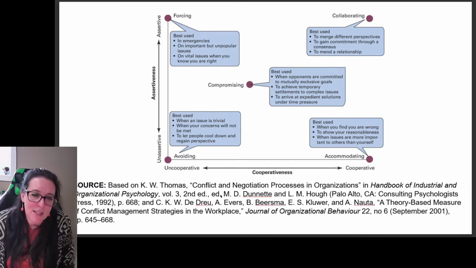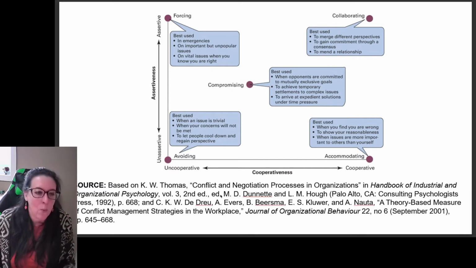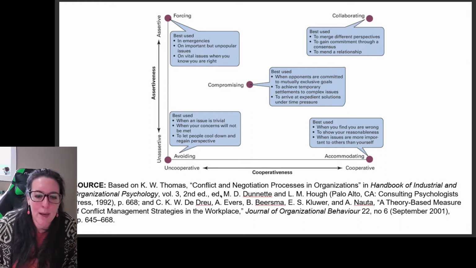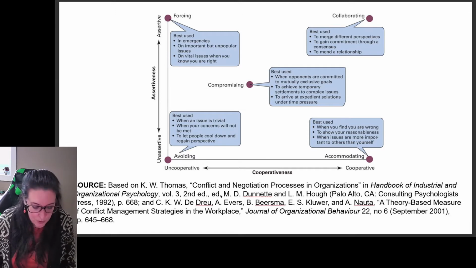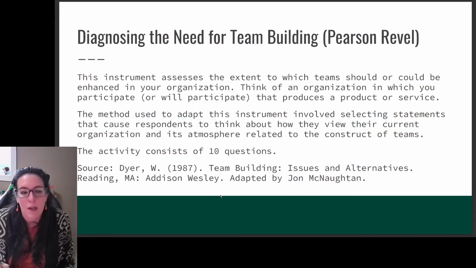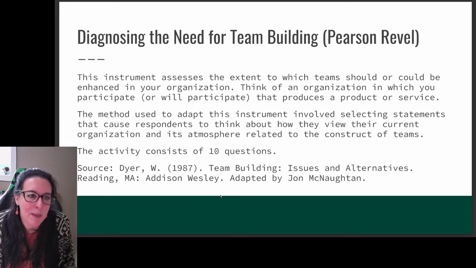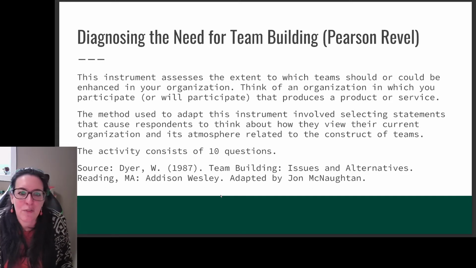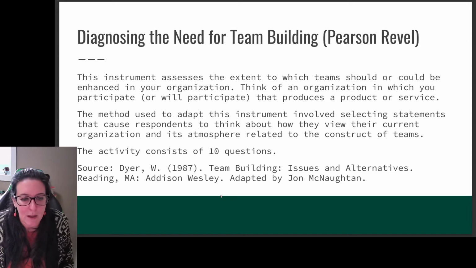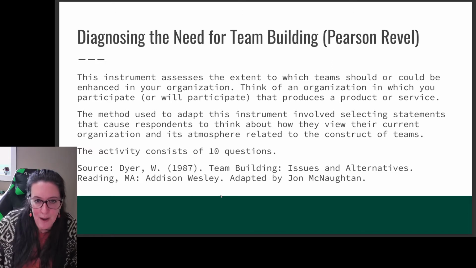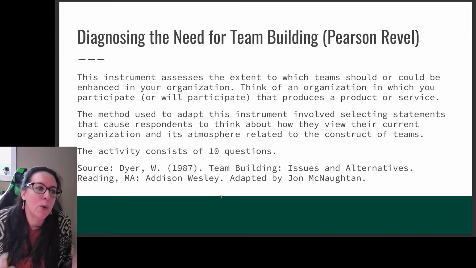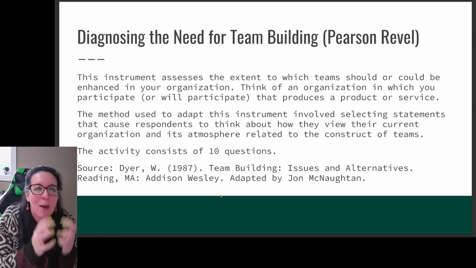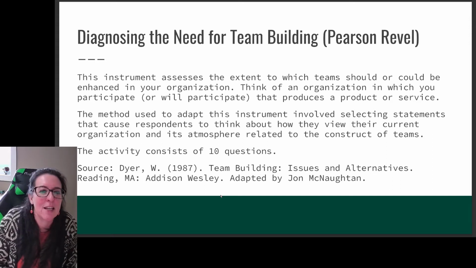So as we look at our team and managing our team, we look at, how well can we manage the team? How well can we get them to be cohesive? How well can we deal with the conflict that exists? So when you're evaluating a team that you're part of, here we have a survey from Pearson Revel, and this one is about diagnosing the need for team building. So it assumes that you already have some kind of team when you're answering the questions, and it's looking at how much you need to improve that cohesion and reduce the interpersonal conflict of the team.